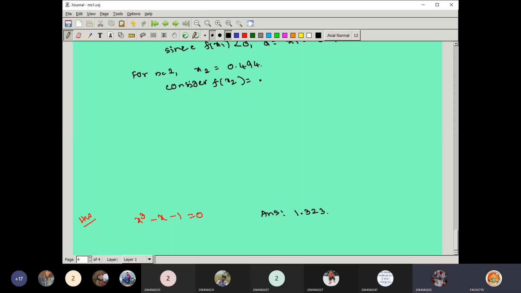Minus 0.071. Again, it is less than 0. So since f of x2 is less than 0, again a is changing to x2, that x2 value 0.494. So next you go for n equal to 3. For n equal to 3, you can find out the x3 value.